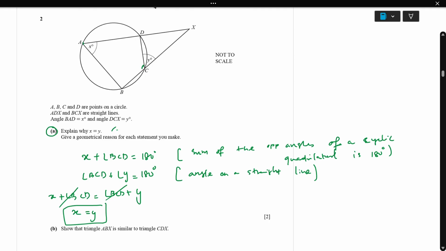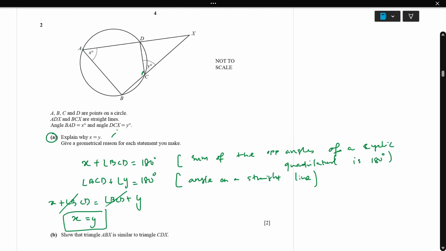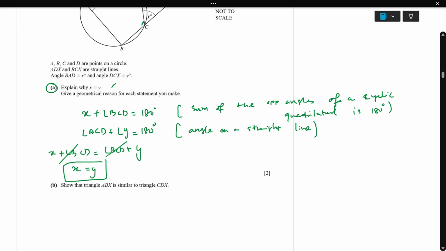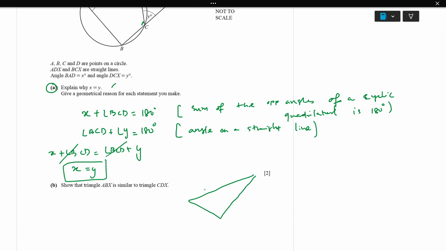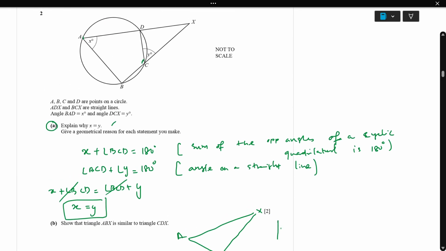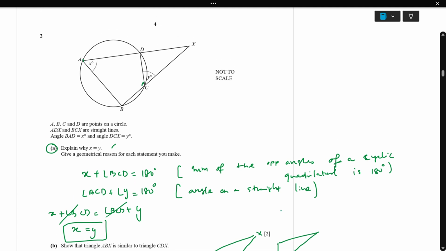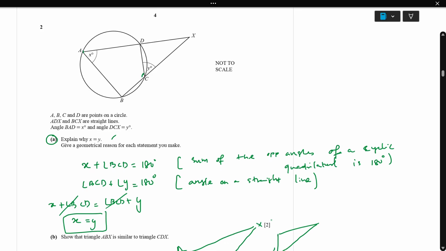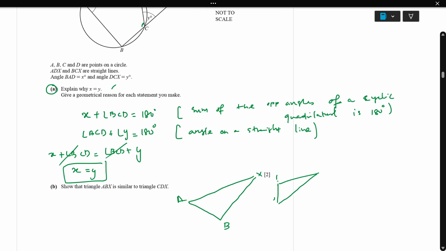So here, we already proved these two triangles. I'll draw a big triangle here. This is the big triangle, which is A, B, and X. Then I'll draw a small triangle here, which is DCX. This angle is X and this angle is Y.